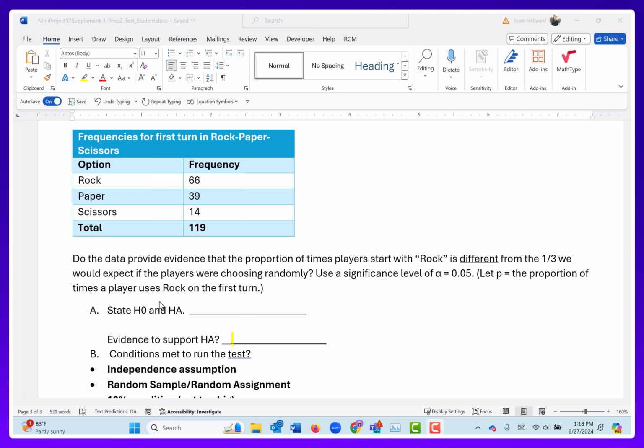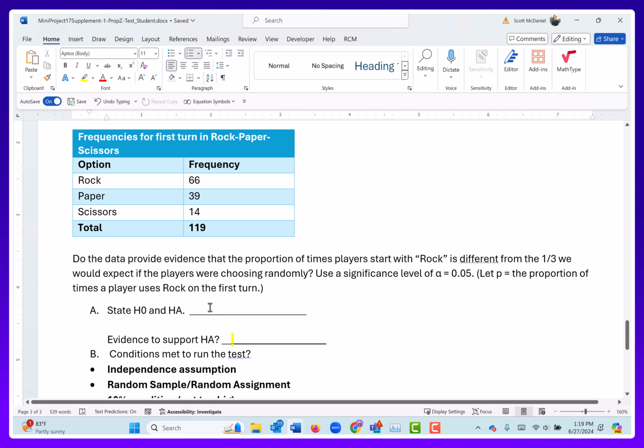Let p be the proportion of times players use rock on the first turn. Okay, so let's state H0 and HA on the same line here. So H0 always equals: p equals 1/3. HA, now you would think it would be p is greater than, because it looks like the proportion is greater than 1/3. However, as mentioned in the summary video, or in class, we always choose this before we actually run the data. So we're just going to say not equal to 1/3. We don't have a sense of the direction.